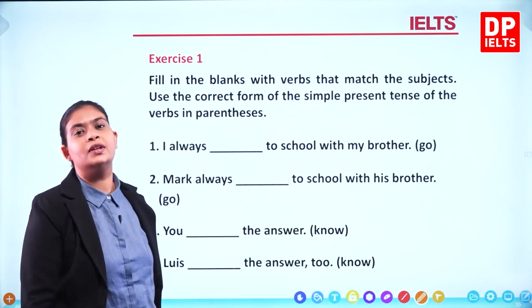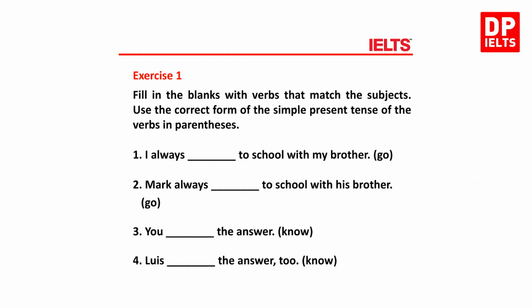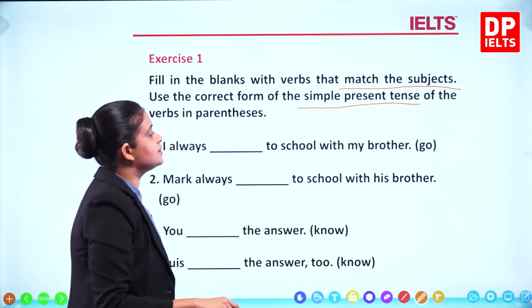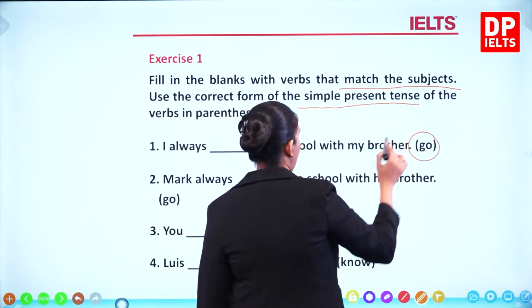Now, let us have a look at some of the practice questions. Fill in the blanks with the verbs that match the subjects. Exercise 1. இதுல நாங்க இடைவெளி நிரப்ப போறோம். எப்படி சப்ஜெக்ட்டுக்கு பொருத்தமான verb யூஸ் பண்ணி, அதாவது சப்ஜெக்டுடன் agree பண்ணும் verb யூஸ் பண்ணி நாங்க இடைவெளி நிரப்ப வேணும். இப்போ சப்ஜெக்ட்டுக்கு பொருத்தமான verb எனி டென்ஸ்லயும் நாங்க எழுதலாம். ஆனா இங்க நாங்க ஃபோக்கஸ் பண்ண போறது present tense, right? So சப்ஜெக்ட்டுக்கு பொருத்தமான present tense verb யூஸ் பண்ணி நாங்க blanksஐ fill பண்ண வேணும். Use the correct form in the simple present tense. We use the simple present tense in the parenthesis.